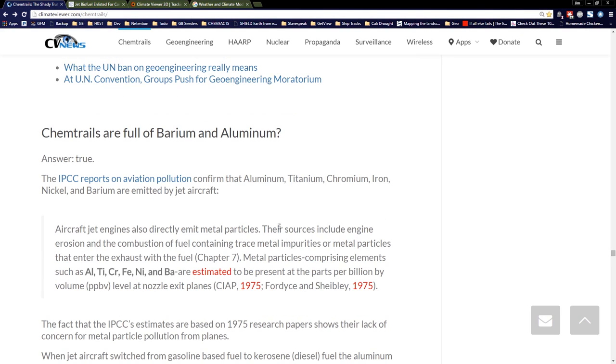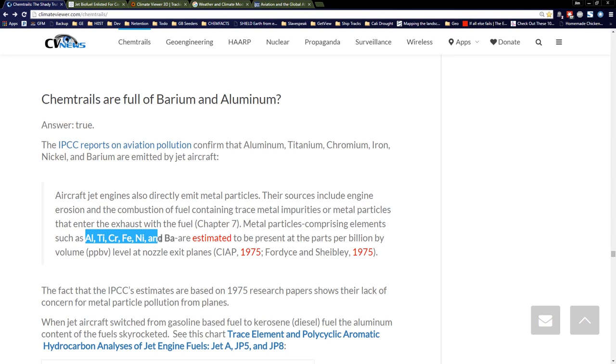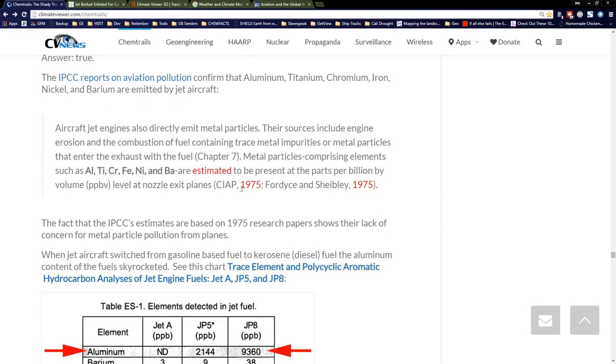Chemtrails are full of barium and aluminum. True. IPCC reports on aviation and pollution confirm that aluminum, titanium, chromium, iron, nickel, and barium are emitted from jet aircraft. And right here, Al, Ti, Cr, Fe, Ni, Ba are estimated, meaning we guess, to be present in the parts per billion, and that's based on two reports from 1975. So, I mean, jets haven't changed that much since then, right? Jet fuel hasn't changed at all since then, right? I mean, these guys are jackasses for even putting a 1975 report in there and saying that it's a guess that that's in there, but we know it's in there.